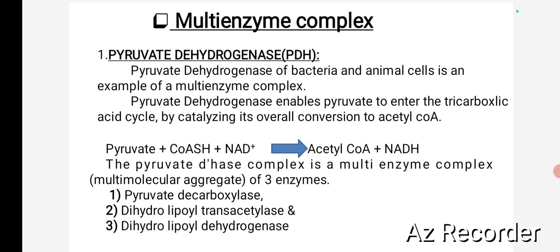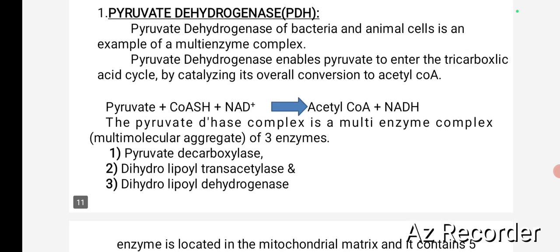Pyruvate dehydrogenase enables pyruvate to enter the TCA cycle by catalyzing its overall conversion to acetyl-CoA. Overall reaction: pyruvate plus CoASH plus NAD+ gives acetyl-CoA plus NADH plus H+.